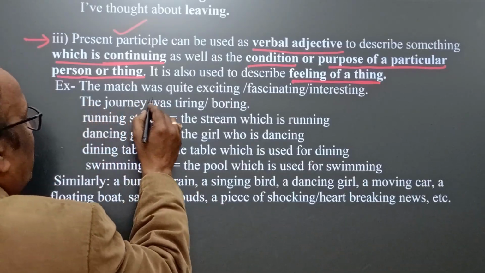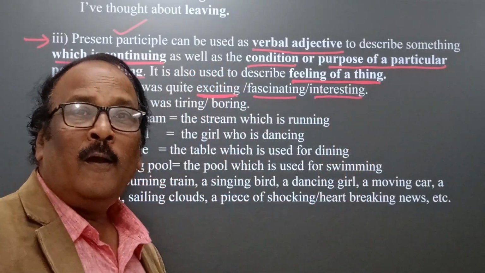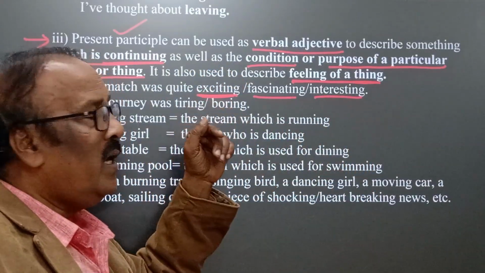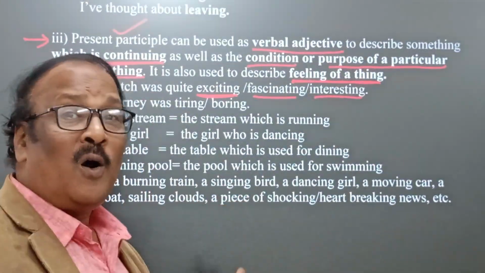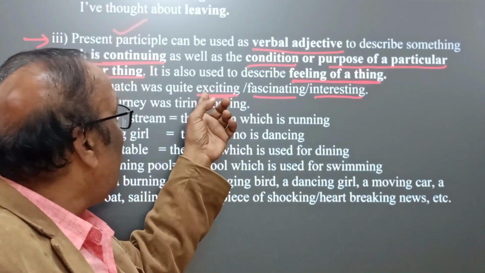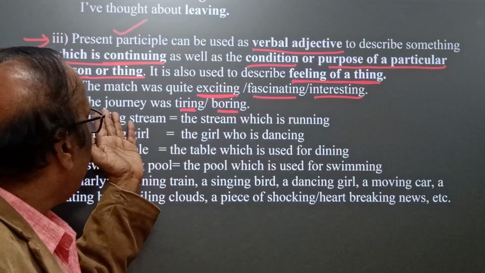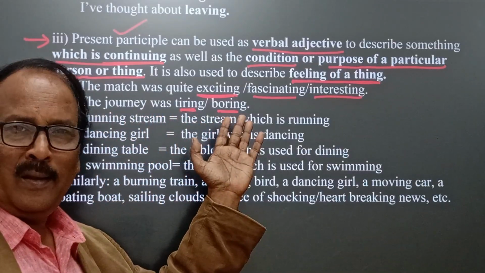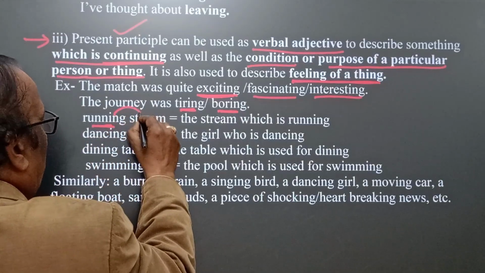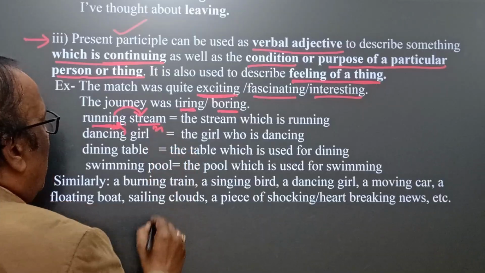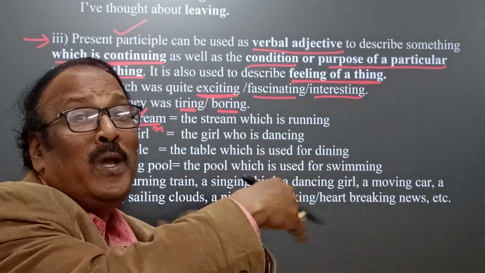How: the match was quite exciting or fascinating or interesting. You see, fascinating, interesting, and exciting, all these are adjectives. It means here the match created the feeling of excitement, fascination, and interest. Okay, the journey was tiring or boring. A running stream: here we find running is the adjective qualifying the noun stream, and running stream means the stream which is running or flowing.